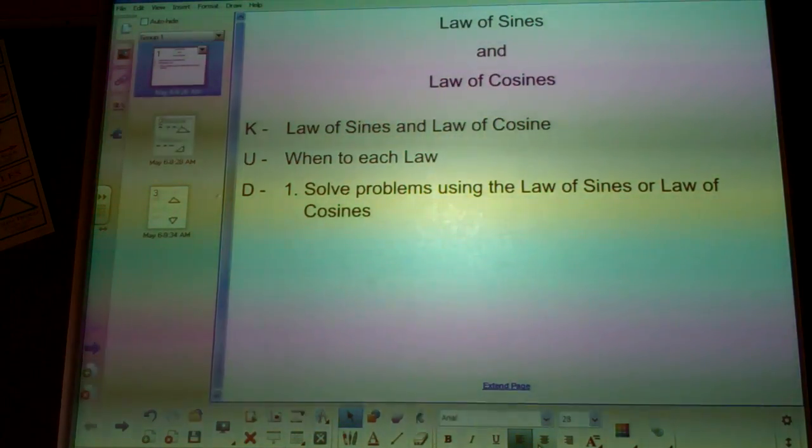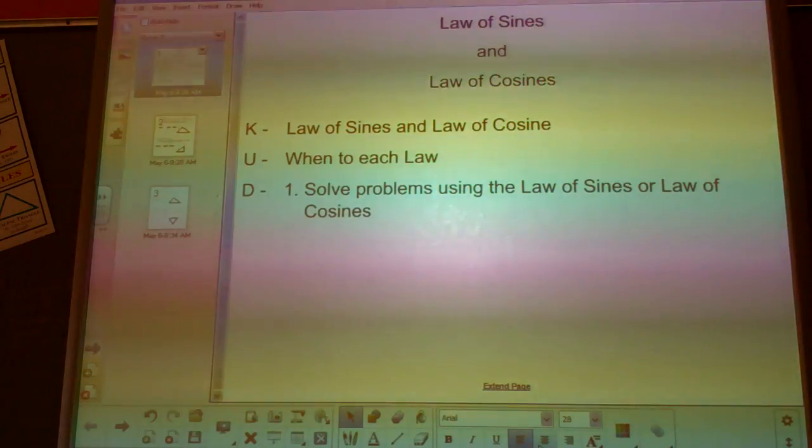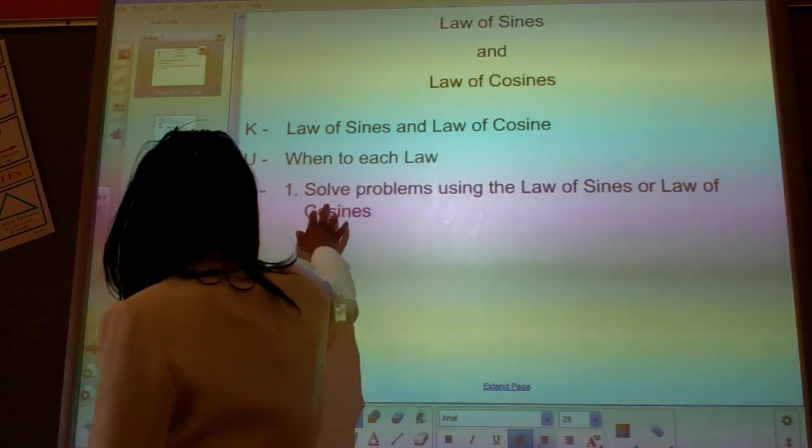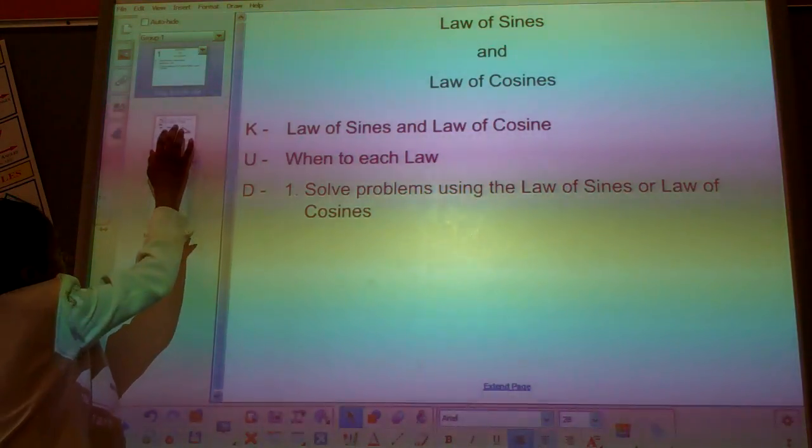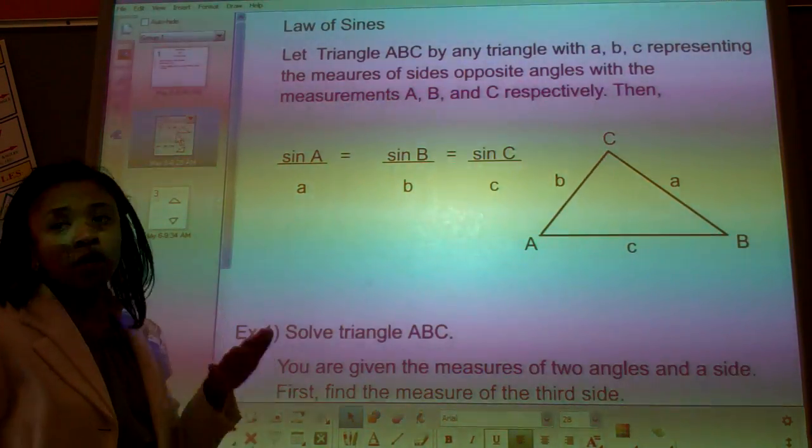This is the law of sines and cosines as part of Chapter 9. Please copy your cards. The law of sines and cosines.